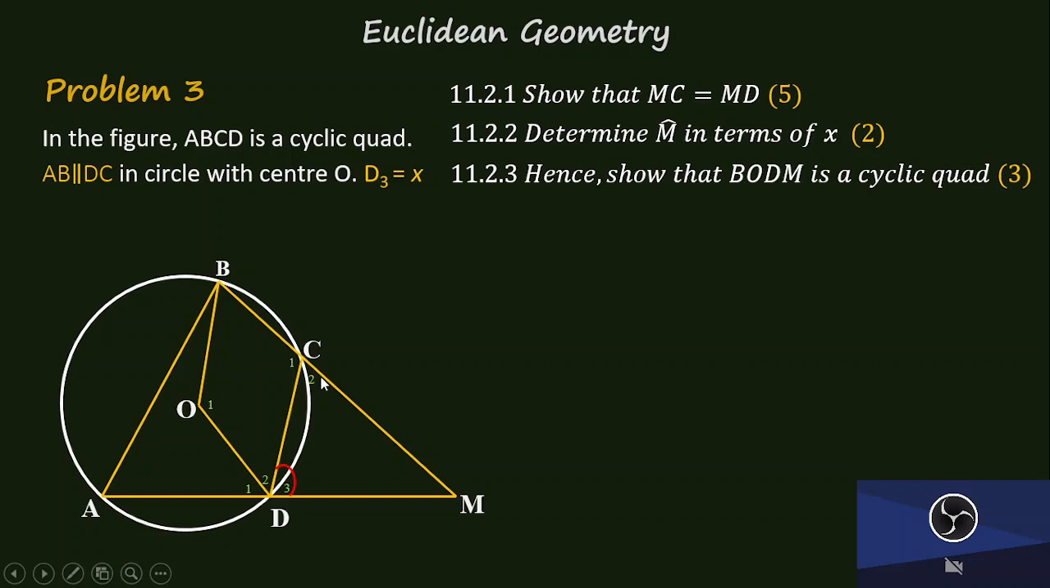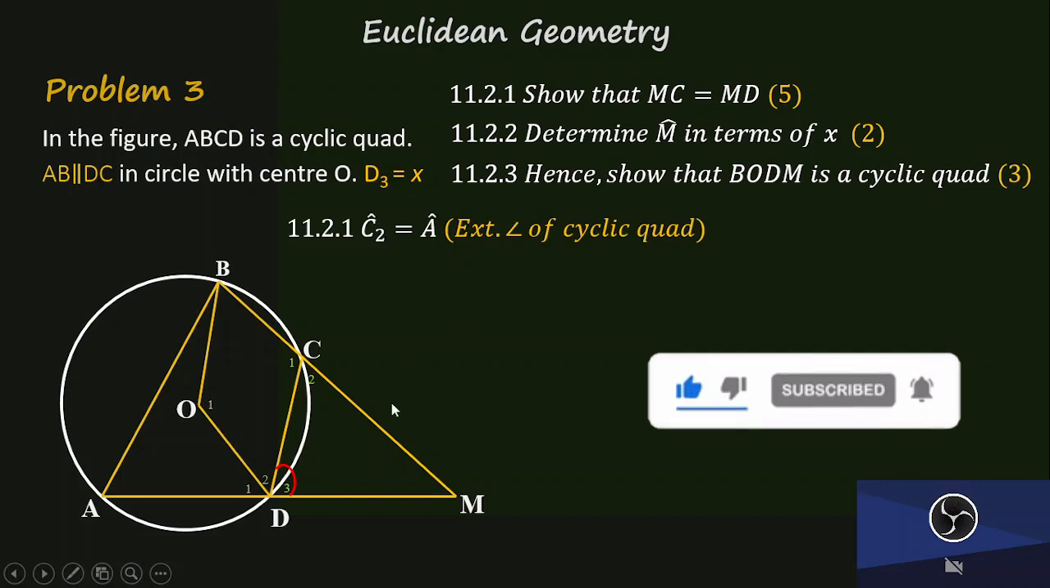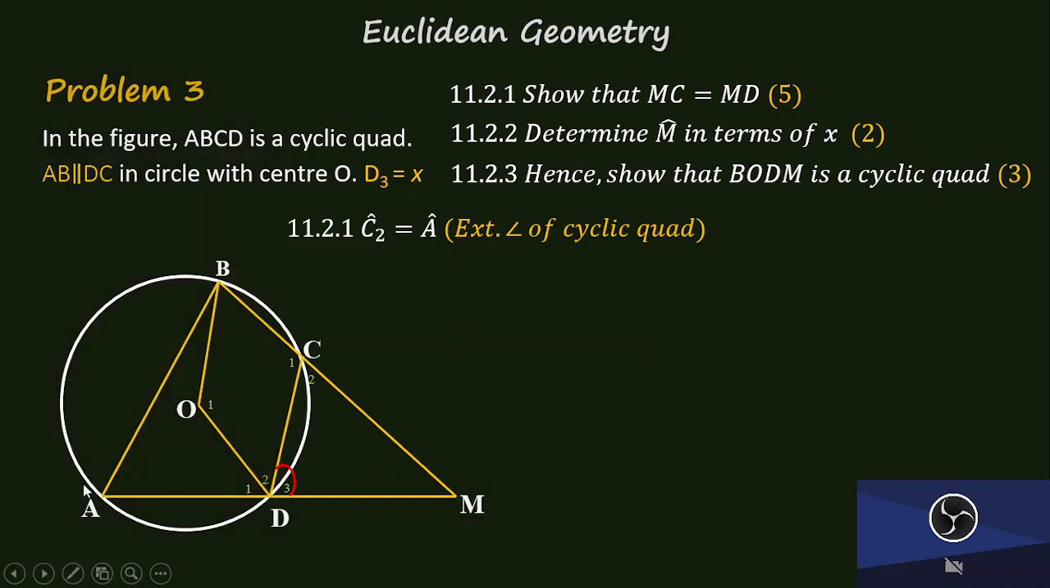Let's show how these 2 angles are equal, right? Let's start with C2. Now C2 equals A. Let's look at this. We have a cyclic quad which we're given, and then we have a line that extends, ABCM, this line. So we have an exterior angle here of the cyclic quad. An exterior angle equals the opposite interior angle. So C2 equals A.